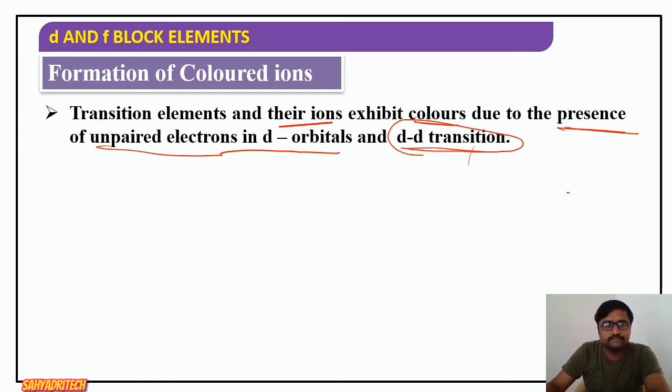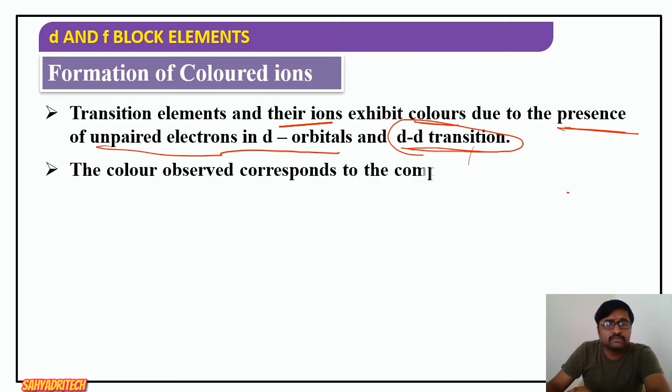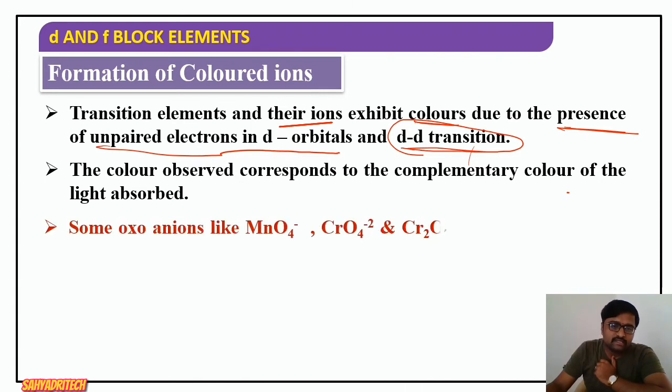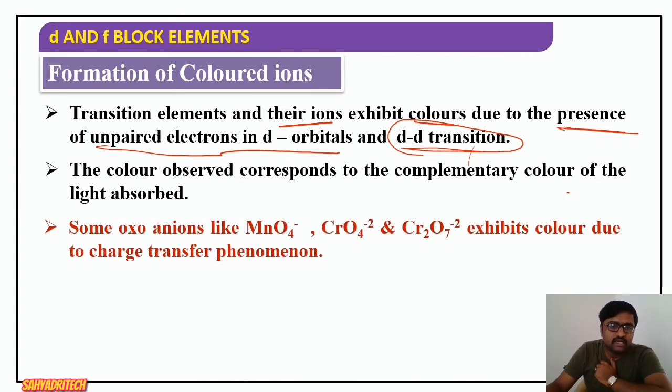Well, now the color observed corresponds to the complementary color of the light absorbed. So again here, the color of the compound is the complementary color of the light absorbed. Further, some oxoanions, like MnO4 minus, CrO4 2 minus, Cr2O7 2 minus, also exhibit color. Here, the color of these compounds is due to charge transfer transitions.